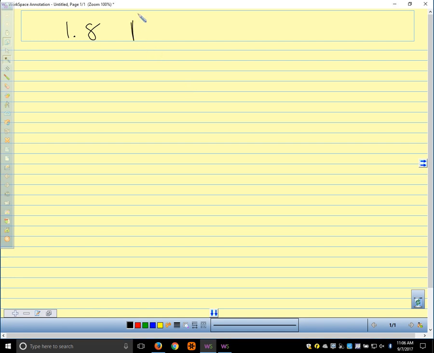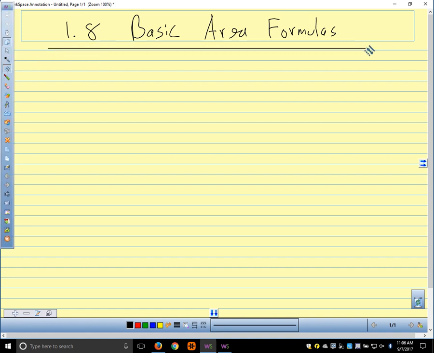And we're going to talk about basic area formulas. The first thing I want to start with, though, is perimeter. I'm not going to talk about a lot of formulas. We're not going to talk about formulas for perimeter, but I just want to talk about the idea.